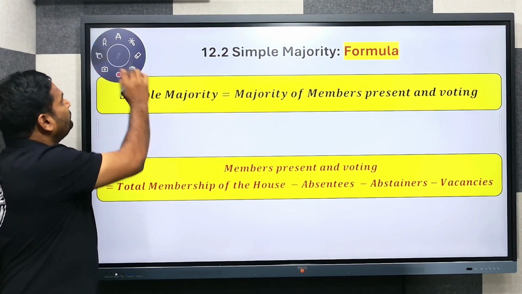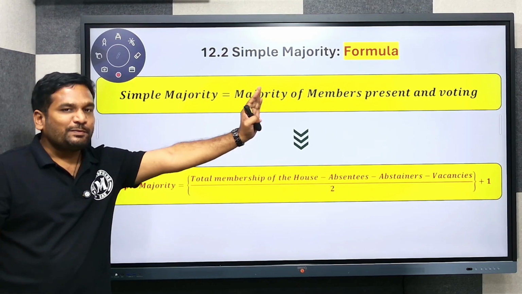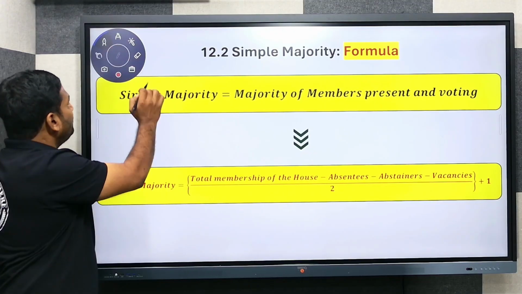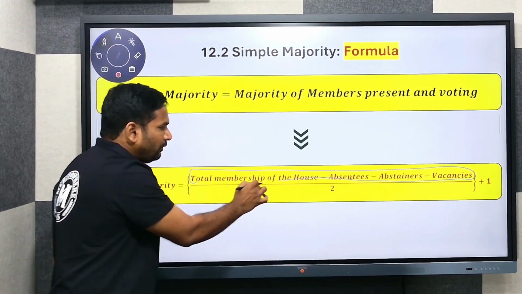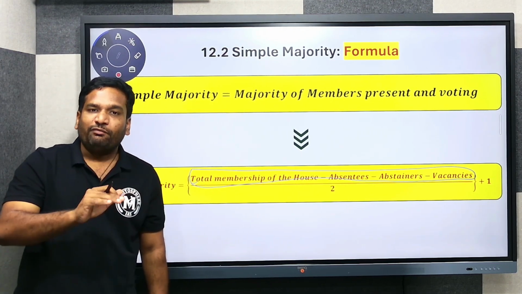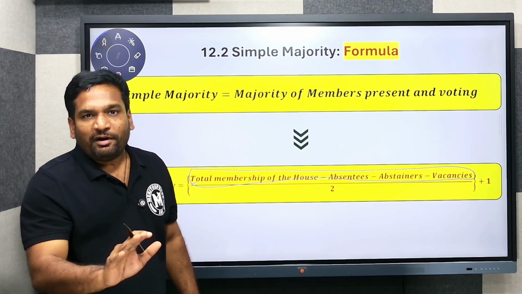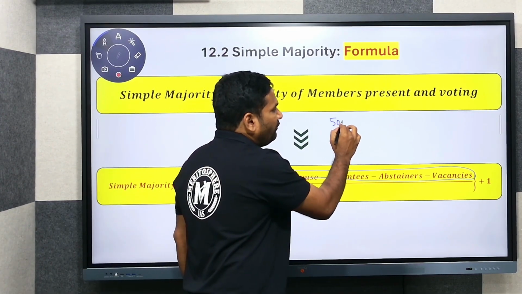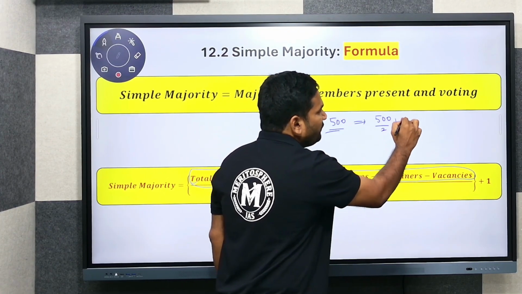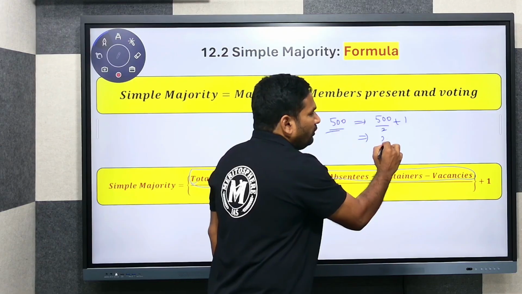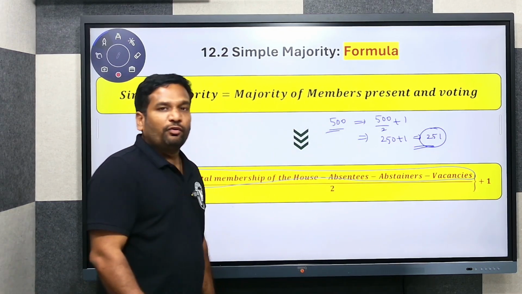So the formula now becomes: simple majority equals the majority of members present and voting, where members present and voting is the numerator value. Whenever we take the majority, we take half of that value and add 1 to it. For a whole number, for example 500, the majority of 500 means 500 by 2 plus 1, that is 250 plus 1 equals 251. So the majority of 500 is 251.